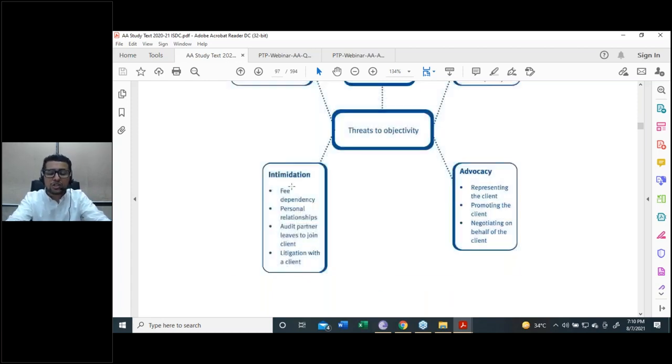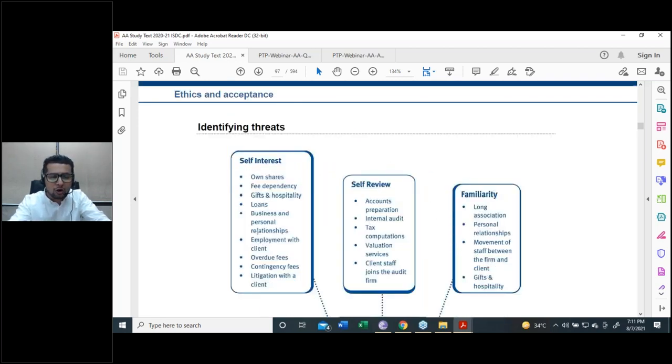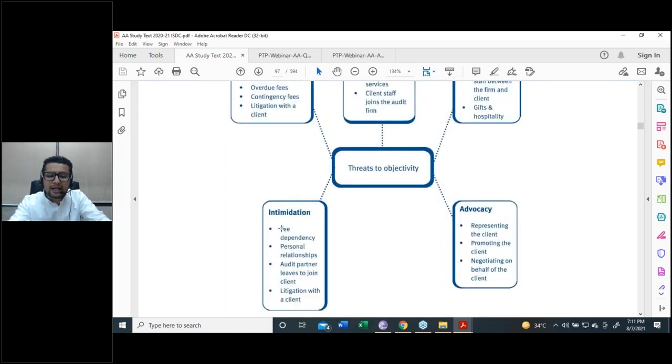If you are too financially dependent on one particular client, if you derive 70% or 20% or 30% of your audit fee from one particular client, that is more than 15% fee from one particular client, you seem to be financially dependent on that particular client, and that fee dependency is called self-interest threat. And there is a possibility that the client could put you under pressure, and then it will lead to intimidation threat.